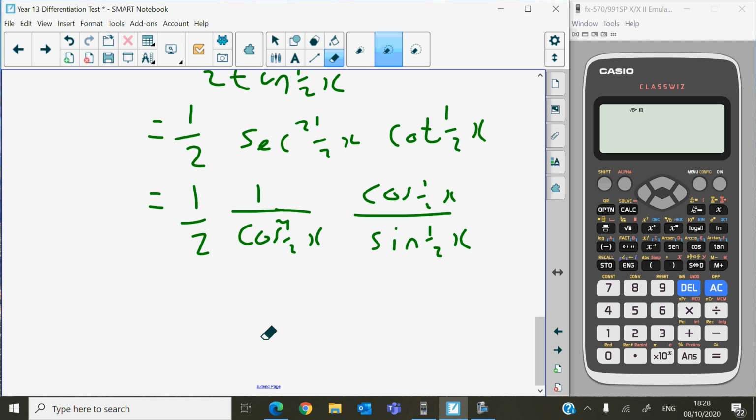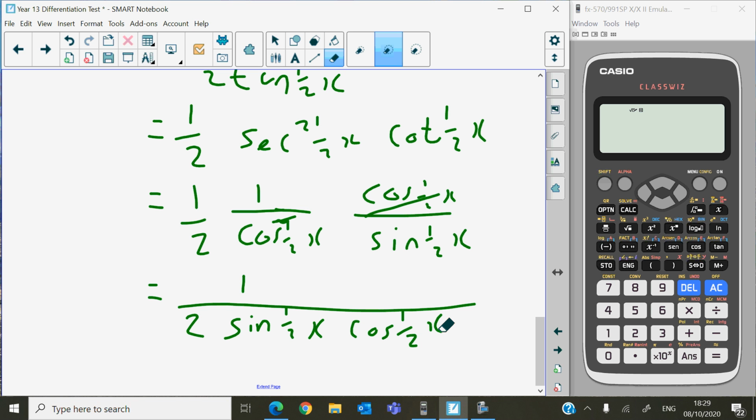Now, if I think of the cancellations that can be done here, there's a cos a half x on this fraction that can cancel with one of the cos a half x down there. So I will cancel them. I'll cancel my squared. Now, on the top of this fraction in total, I'll have 1, and on the bottom, I'll have 2 cos a half x, sine a half x. But I'm going to prefer to write that as 2 sine a half x, cos a half x.